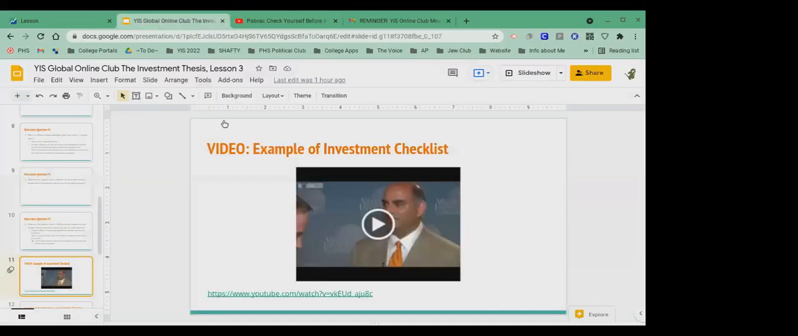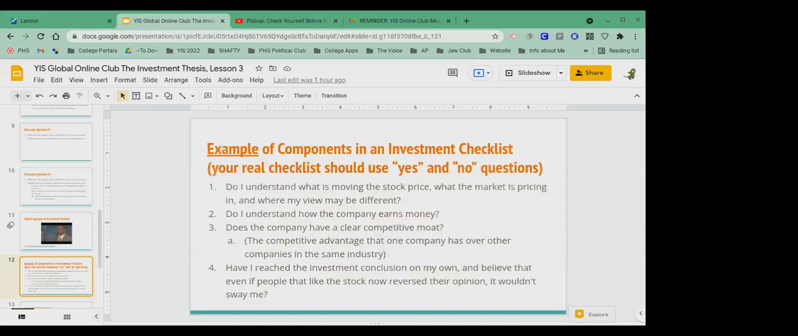Okay, so what we learned from this video is that it is most important to create your own investment checklist, and this can be compiled of yes and no questions. Some examples of components that you want to have in an investment checklist include understanding what is moving the stock price and what the market is pricing the stock at, and if your views are different than these, for example, if you don't think the stock is valued accurately. Additionally, you want to understand how the company earns money, and does the company have a clear competitive moat? For example, an advantage over another company in the industry.